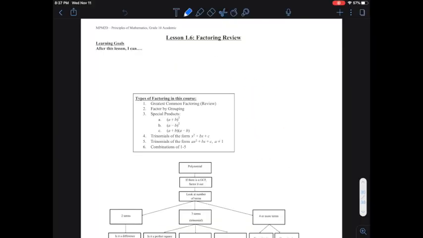Hi guys, in this video we're going to do a bunch of factoring. The whole point of lesson 6 is to take all the different types of factoring that we've learned and apply them all at once. Actually, the main goal of this lesson is to know which factoring method to apply. Okay, in order, let's go over all the different kinds of factoring that we've learned.